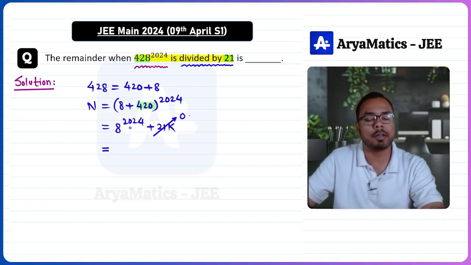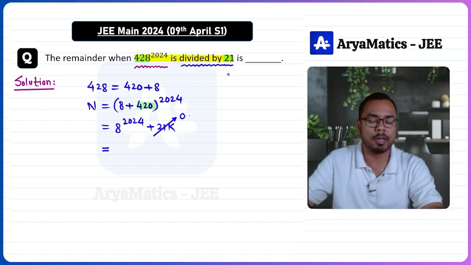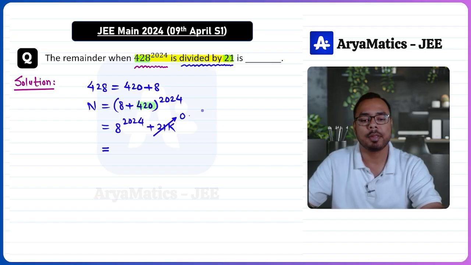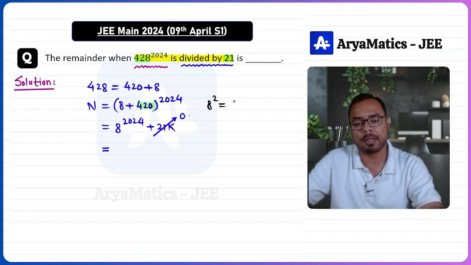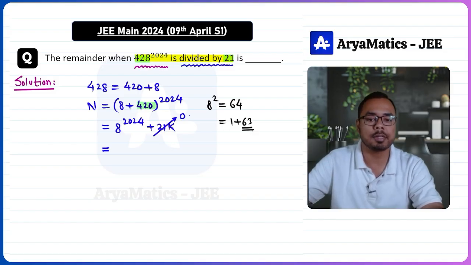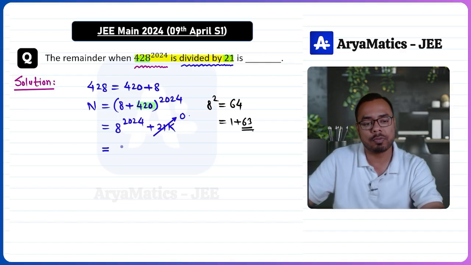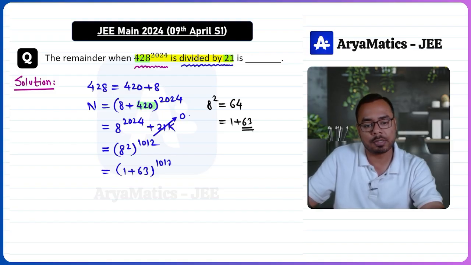Now we need to see which exponent of 8 is either 21 plus or minus 1, or some multiple of 21 plus or minus 1. That means we have to figure out different exponents of 8. If I do 8 square, we get 64, and 64 is 1 plus 63. 63 is a multiple of 21. So now we have to write 8 raised to 2024 as 8 square raised to 1012. 8 square is 64, and 64 is 1 plus 63. So now we have 1 plus 63 raised to 1012.